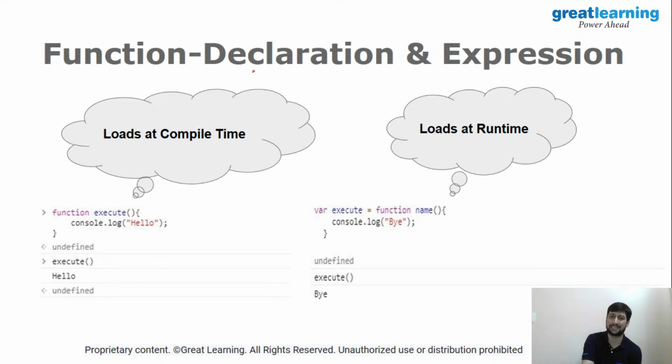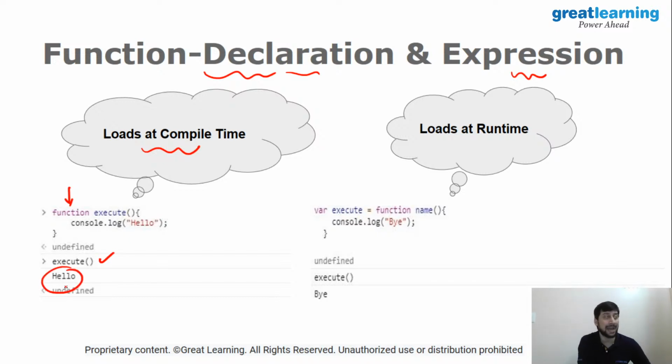You can either have a function declaration or a function expression. Function declaration loads at compile time. When you're trying to run your program, a compilation happens before that. When you're dealing with a function declaration, you use the function keyword, then name the function and write whatever you're trying to do. You call it with the help of this name, executing it with parentheses, and you will get the output as hello. Done. So this is your function declaration.